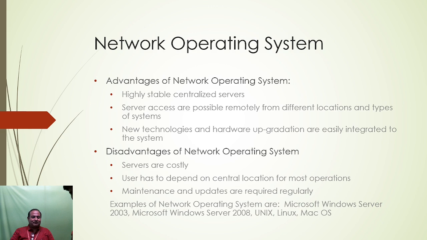The main advantages of the network operating system are that it is highly stable and it is a centralized server. As already said, all information is available on the server only. So if the client wants to access any information, he has to get that information from the server only. It is a centralized server, and the server can be accessed remotely from different locations. So the systems do not need to be in the same area; we can have them in different locations and access the server from there also.